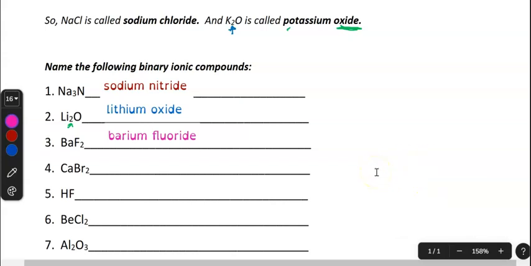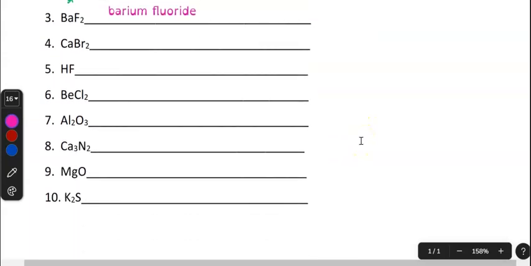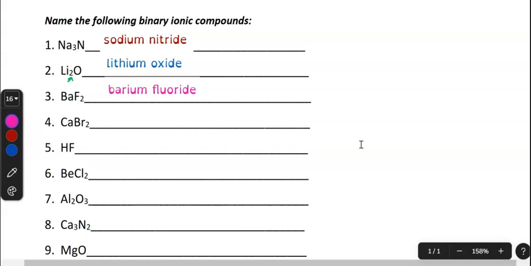All right, so what I want you to do then is to continue on this page. You're supposed to do this page in class, and then you have a homework sheet where you're practicing naming these on your own. So when you're done, check the key.